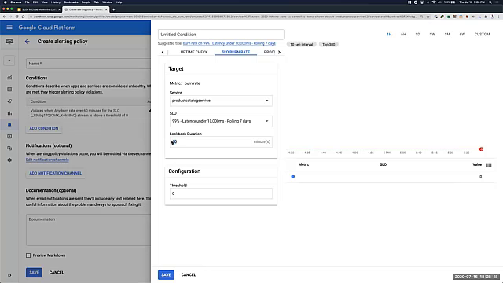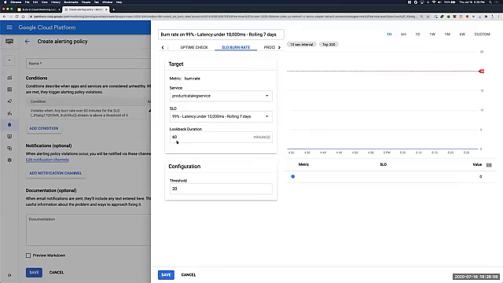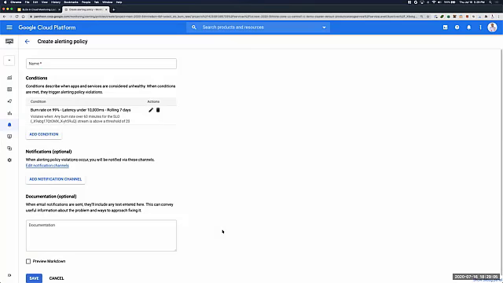which is basically how quickly I am burning error budget, 60 minutes, and what percent of my error budget, which is a threshold. So I would say maybe if I burn 20% of my error budget over 60 minutes, send me a notification, and I hit save, and there I am. And then I can do things like, here's my condition, I can name it, I can add notification methods, etc.